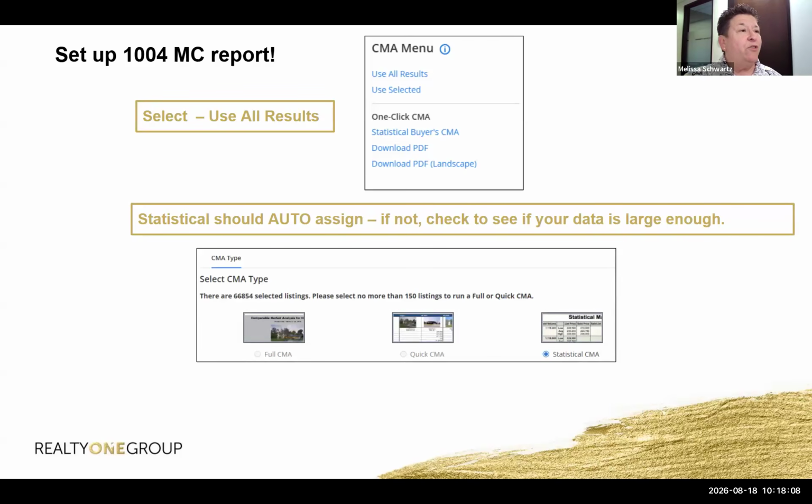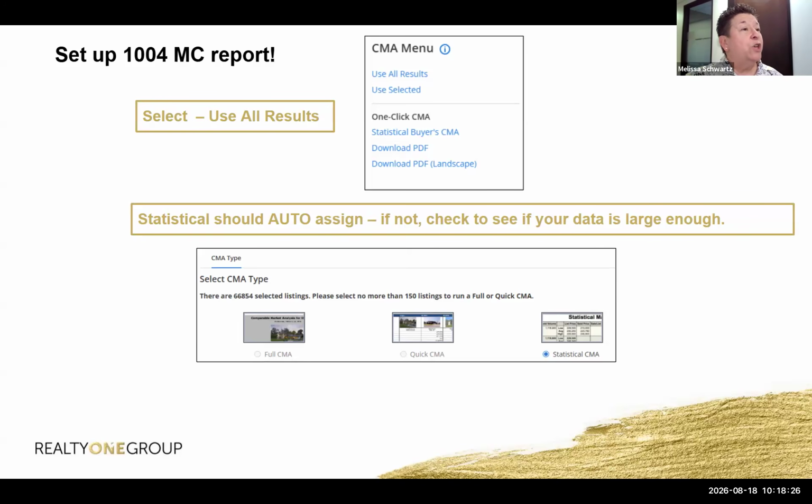And most likely, if you've got a full year of data, it should auto assign to statistical CMA. And the reason for that is because there's too much data there, right? You've got more than 200, 300 homes. You're going to have 10,000, 12,000 homes, most likely.